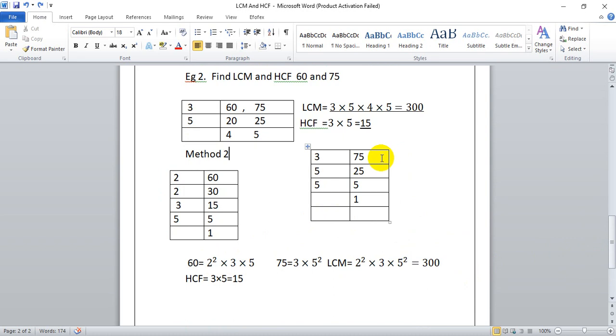Same way, prime factorization of 75. 75 divisible by 3, 25. 25 divisible by 5, 5. 5 divided by 5 is 1. So 75 is 3 times 5 times 5.